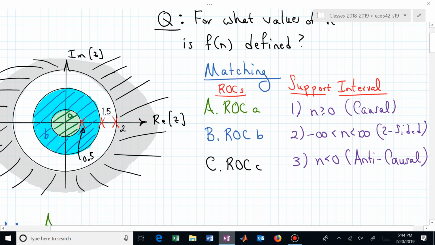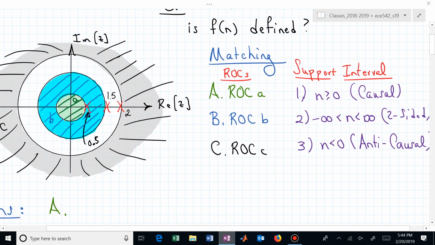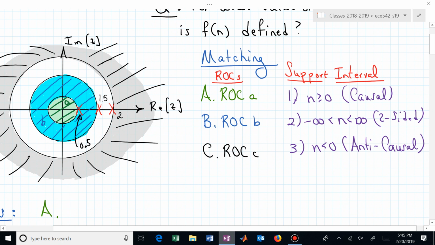I want you now to write down A, B, and C, and next to those write down 1, 2, or 3, and it doesn't necessarily have to be a one-to-one mapping. Maybe it's one-to-many. Are there different regions of convergence that correspond to the same numerical value or not? But I hope it's clear what I'm wanting you to do. I want you now to determine, based on these regions of convergence, which support interval goes with which region of convergence.